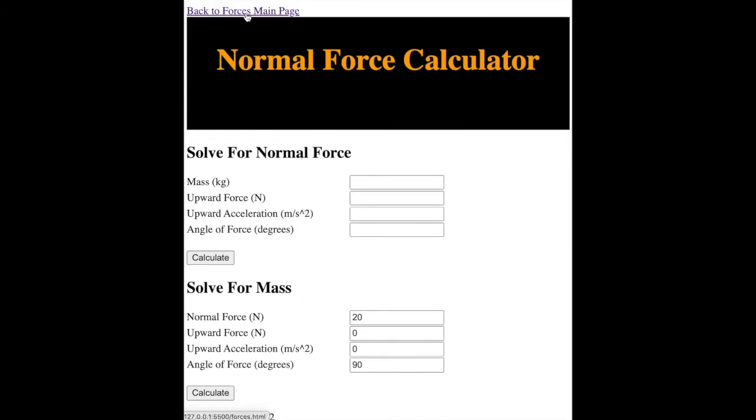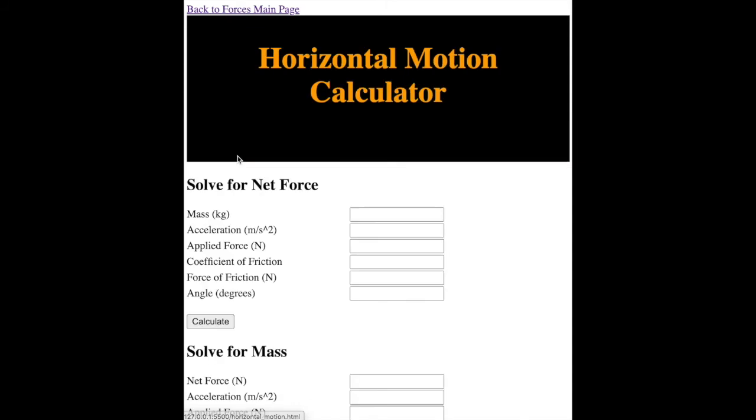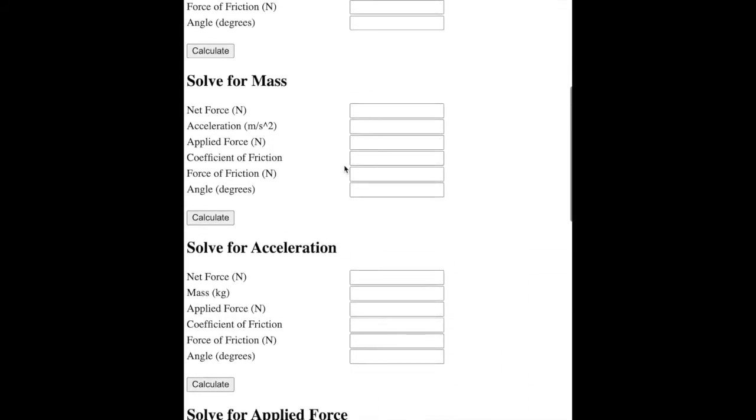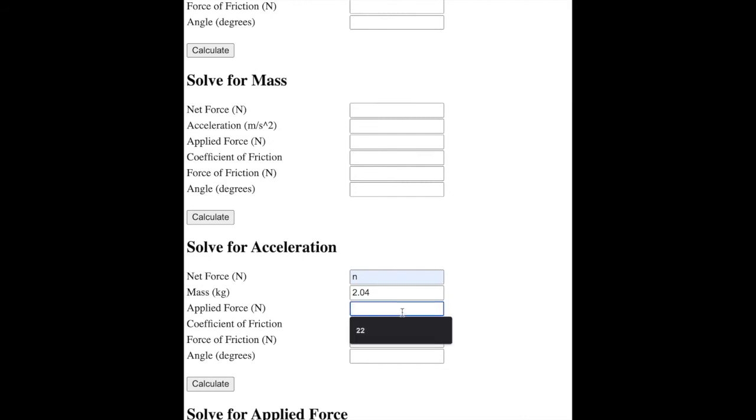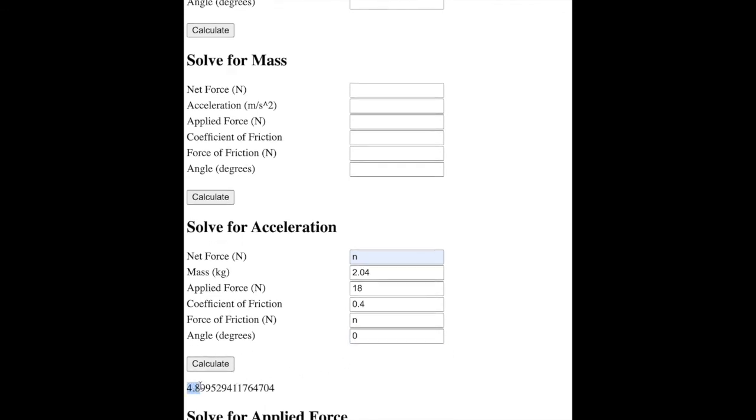Now go ahead and go to the horizontal motion calculator. Scroll to acceleration because that's what we want to solve for. Enter n because we don't know it. Enter our mass of 2.04. Our applied force of 18 newtons. Our coefficient of friction of 0.4. We don't know the force of friction. And our angle is just 0 degrees. And you get about 4.9 meters per second squared.